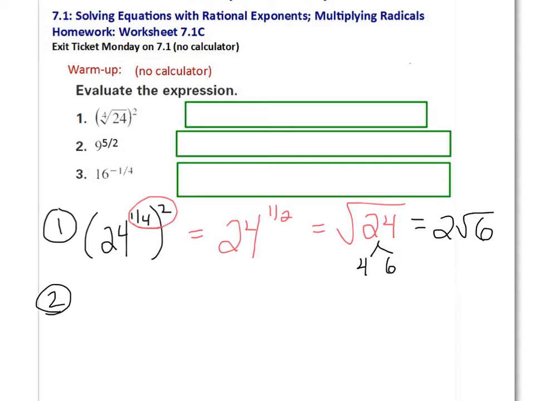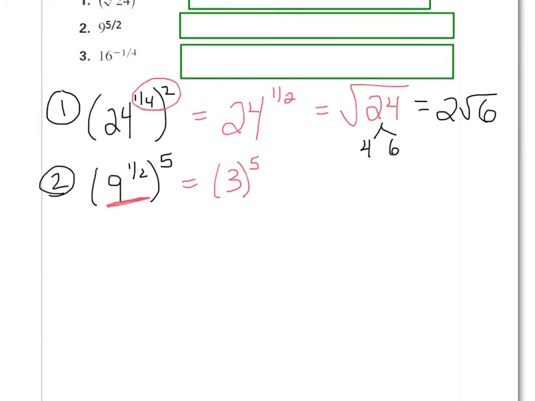For number 2, I'm going to split my exponent. Because now 9 to the 1/2, that's the square root of 9. That's 3 to the 5th. And then for number 3, because of the negative exponent, that moves to the denominator. And then what times itself 4 times for 16 is 2.